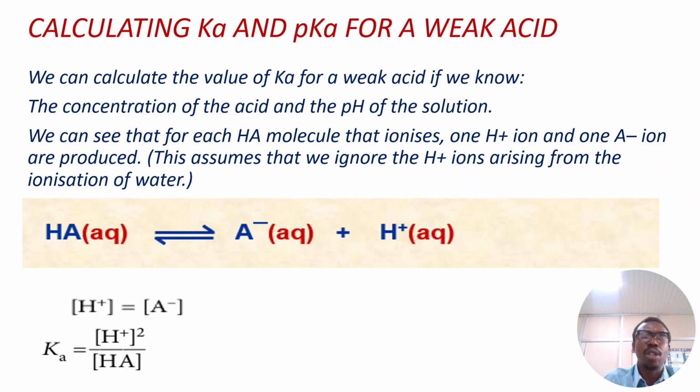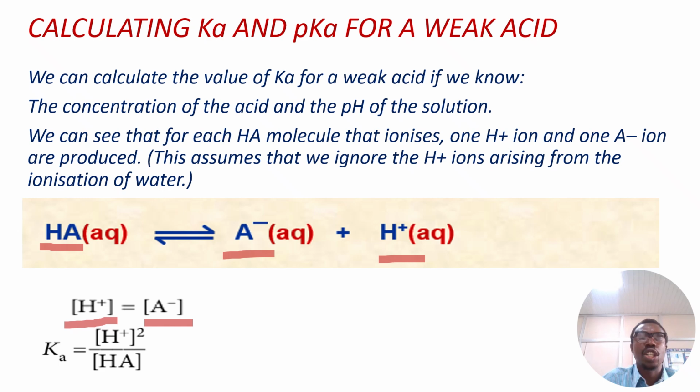Now if you look at the equation we have here, the weak acid dissociates to give you the alkanoate ion and hydrogen ion. We assume that the concentration of hydrogen ion is equal to the concentration of the alkanoate ion. We can see that for each HA molecule that ionizes, one hydrogen ion and one alkanoate ion are produced. So this assumes that we ignore the hydrogen ion concentration arising from the ionization of water. It's an assumption that the hydrogen ion arising from the ionization of water is ignored.